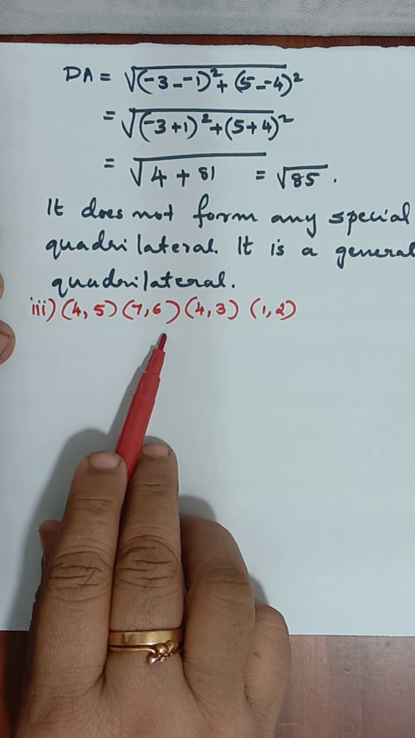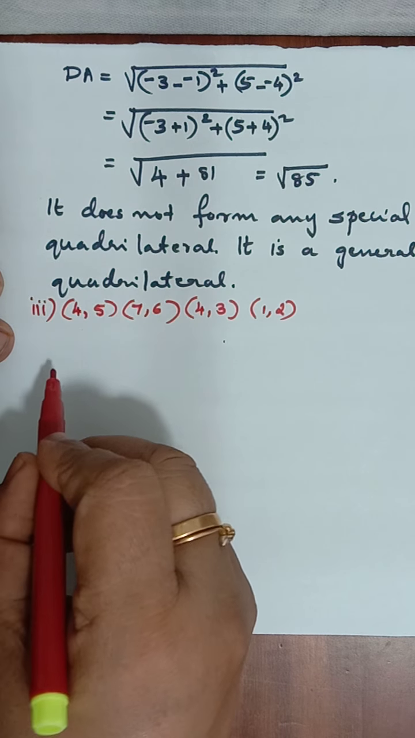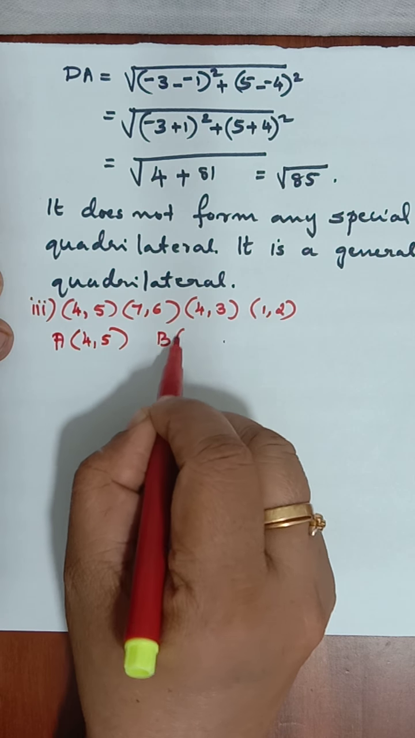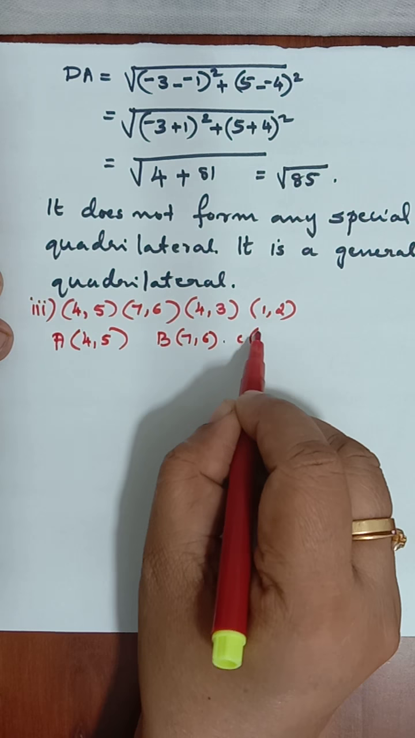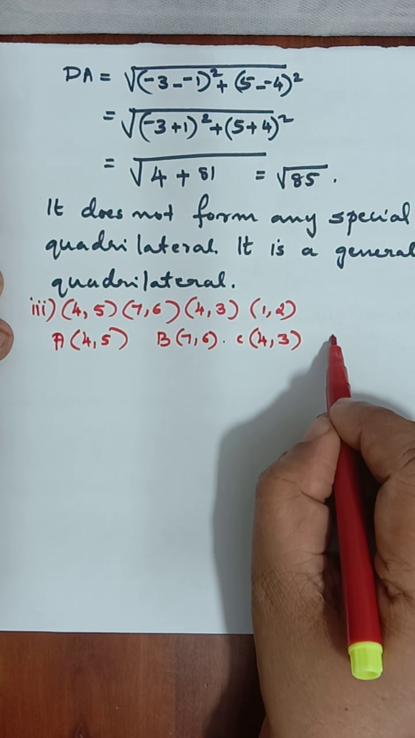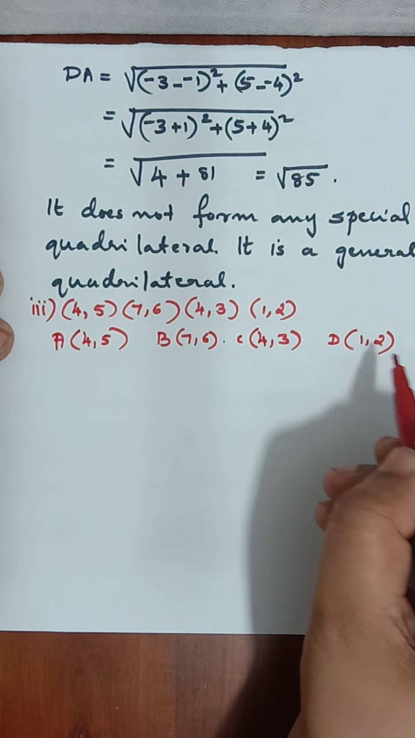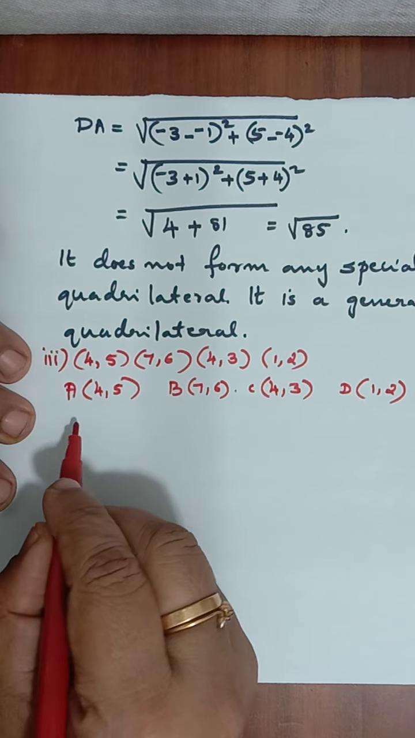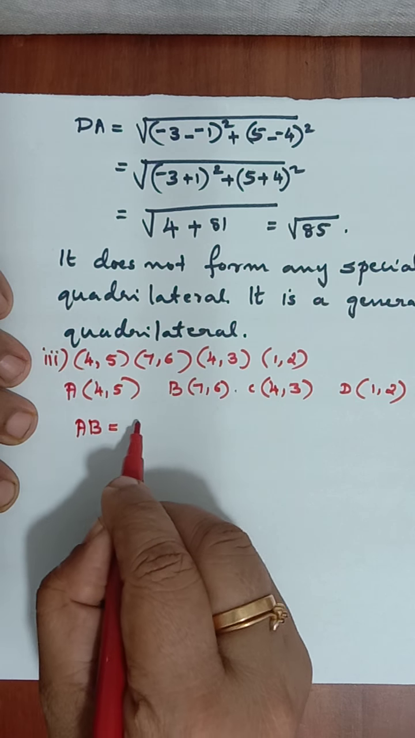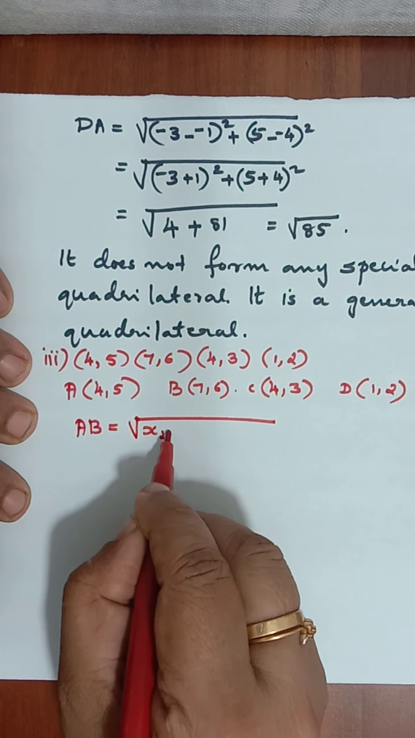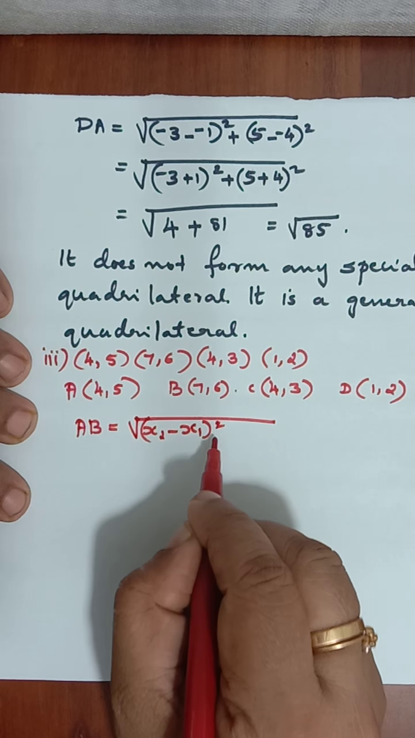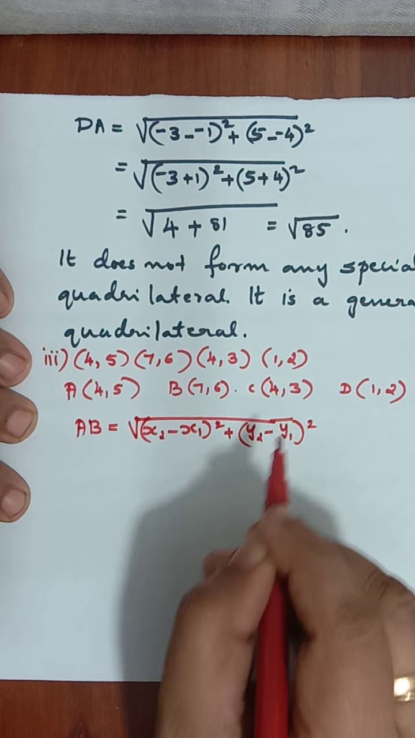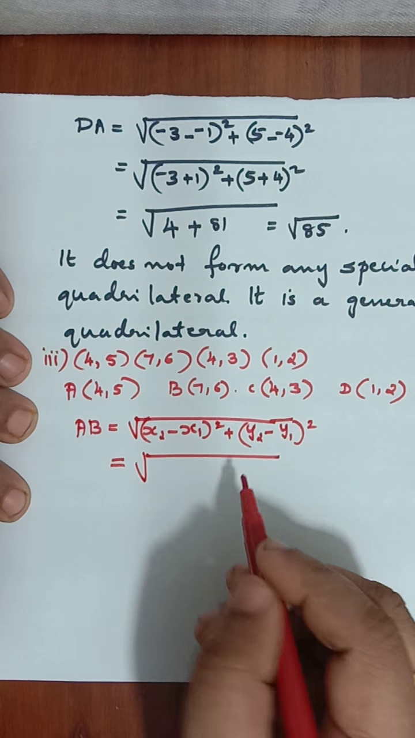4, 5, 7, 6, 4, 3, 1, 2. So let us mark the points: A is 4, 5; B is 7, 6; C is 4, 3; and D is 1, 2. Okay. So let us find out what is AB now. AB is equal to, use the formula once, square root of x2 minus x1 whole square plus y2 minus y1 whole square. Okay. Substitute the values.